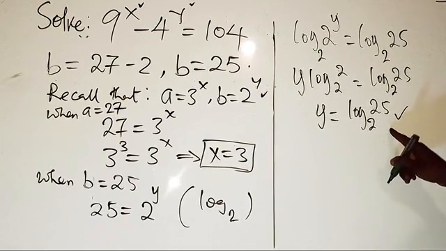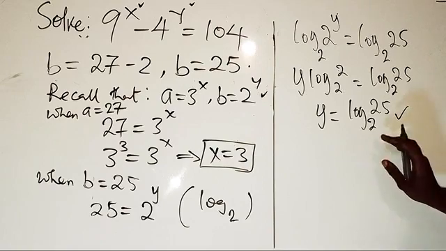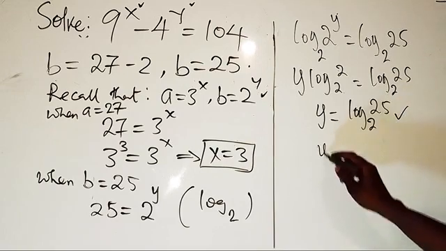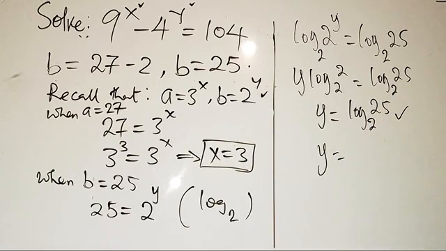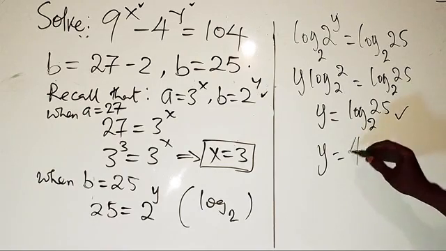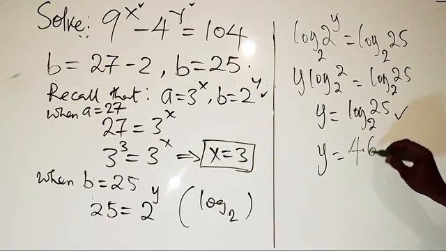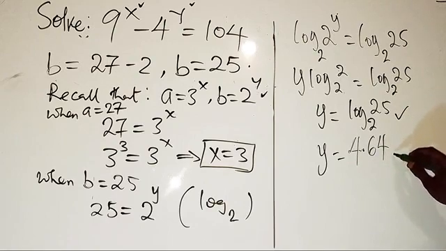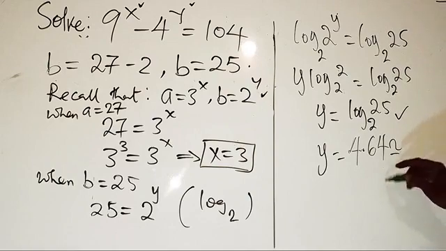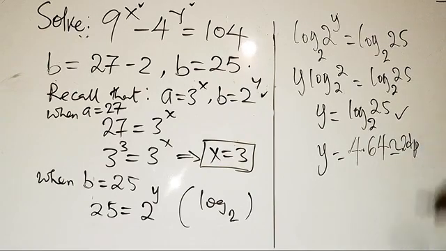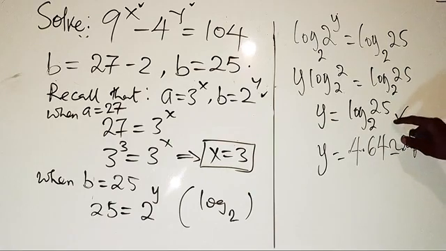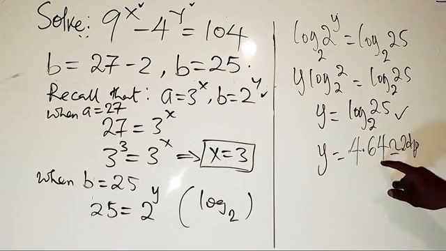But if you don't want to leave your answer in this form, you can use your calculator to get the value of y, and that is going to give you 4.64, to the nearest 2 decimal places. But I will advise you to leave this because this is more accurate. This is an approximated value, and that is the end of the class.